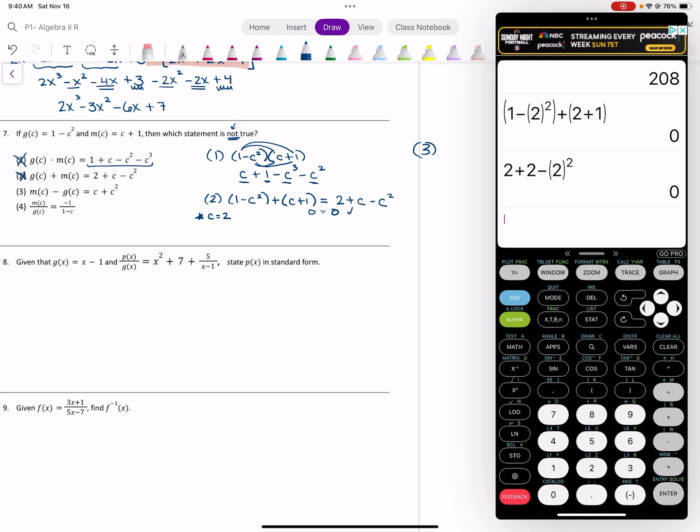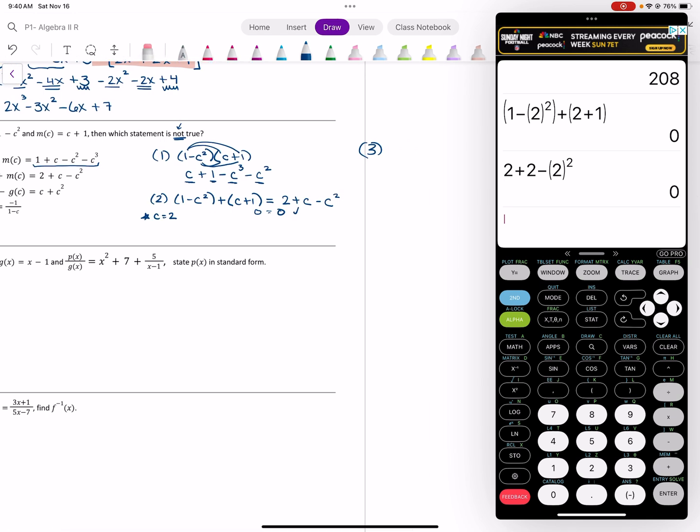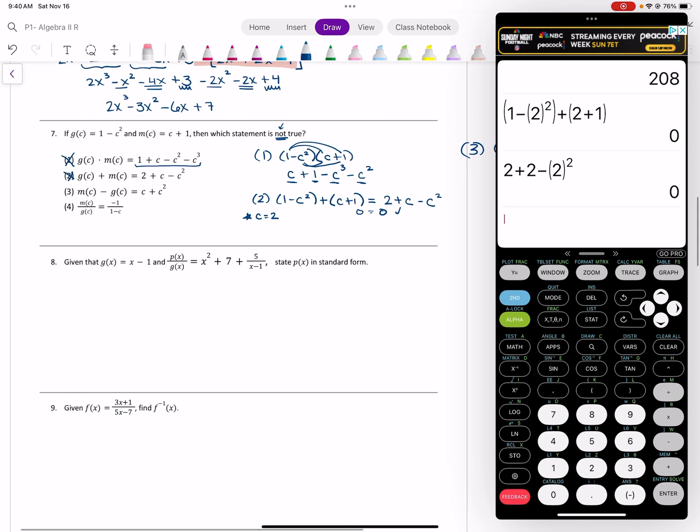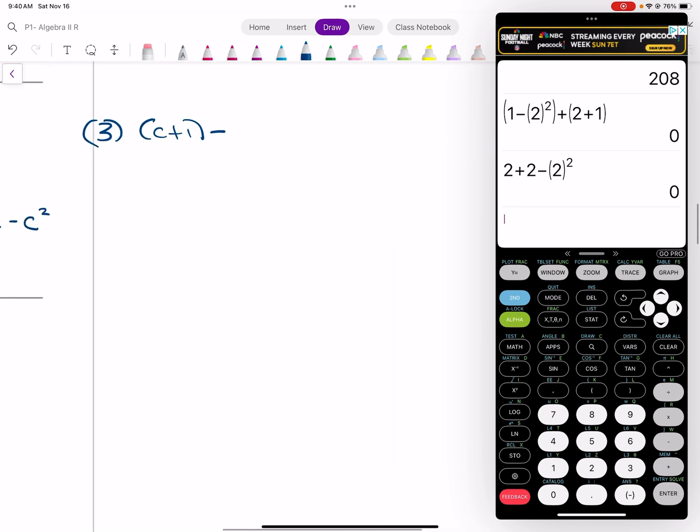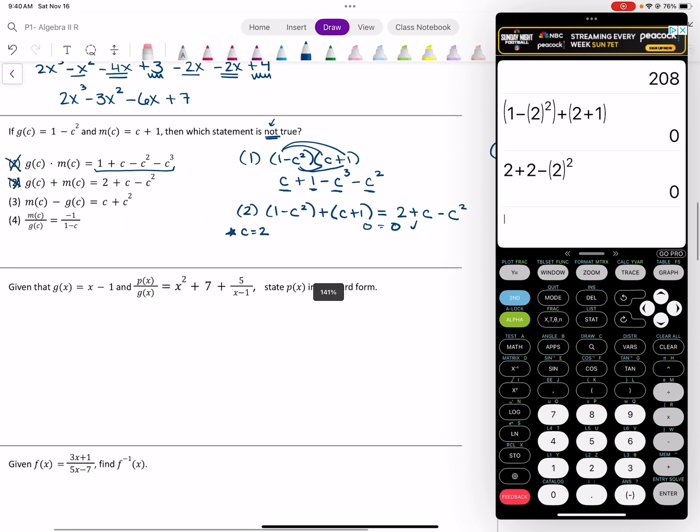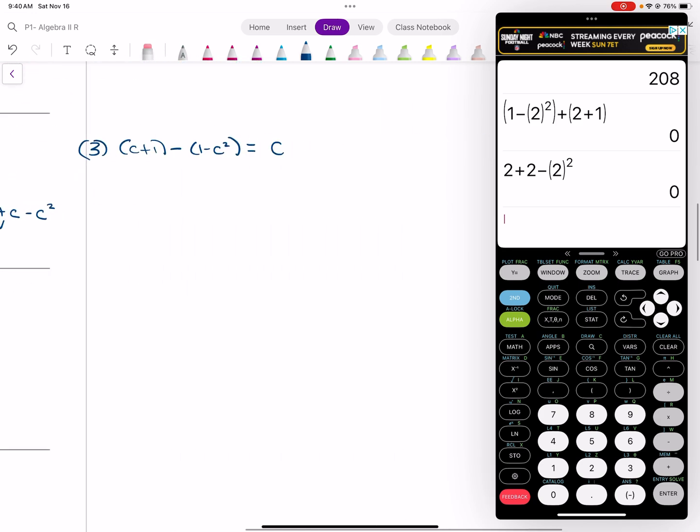It says you're taking m of c, which is c plus 1, and subtracting from it g of c, which is the 1 minus c squared. And we're trying to see if it's equal to c plus c squared. So again, you could do this whole thing by hand if you want, or you could do the SAT trick. It is completely up to you.